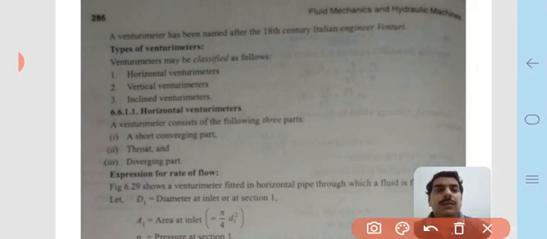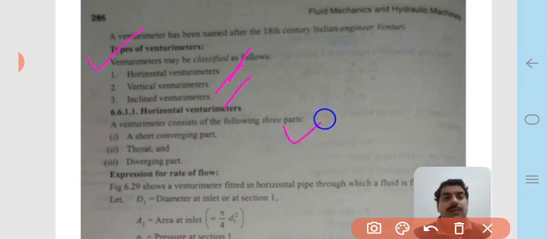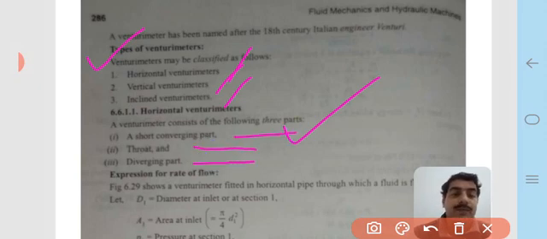Now, the types of Venturi meter. Venturi meters may be classified as follows: horizontal Venturi meter, vertical Venturi meter, and inclined Venturi meter. These are the three types of Venturi meters. The first one is the horizontal Venturi meter. It is important. A Venturi meter consists of the following three parts: a converging part, throat, and diverging part.